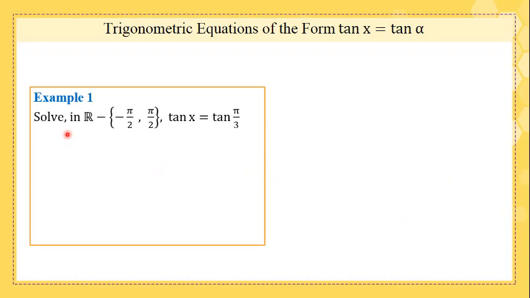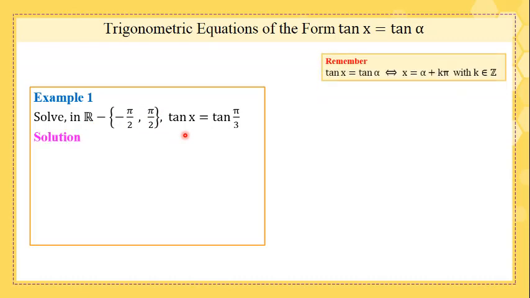Take the first example. We want to solve in R minus pi over 2, since tangent x is not defined at minus pi over 2 and pi over 2, we want to remove these two points from the real numbers. The equation tangent x equals tangent pi over 3 has the solution x equals alpha plus k pi, and here we have alpha equals pi over 3, then x equals pi over 3 plus k pi, where k belongs to Z.